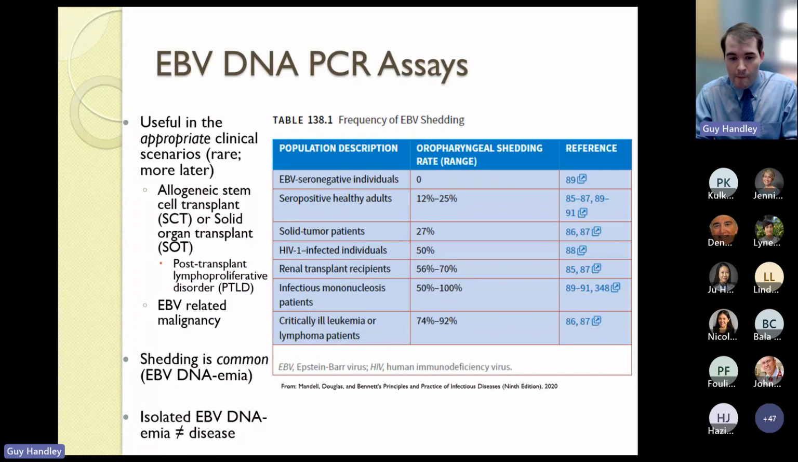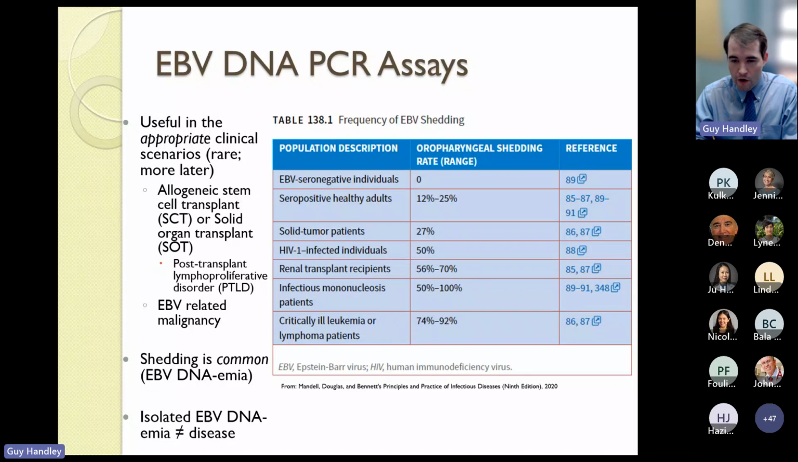And in other scenarios where it may be helpful, if you've got a patient who's got lymphadenopathy of unclear etiology, maybe an effusion, and you're really worried about lymphoma or some EBV-related malignancy, a very high level of EBV DNA can help point you towards that diagnosis.